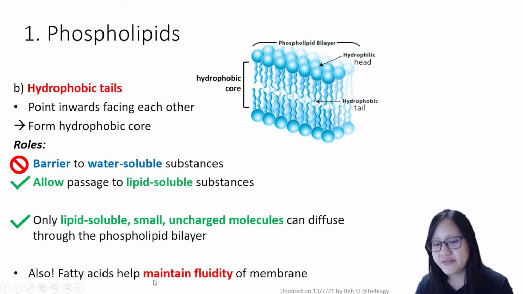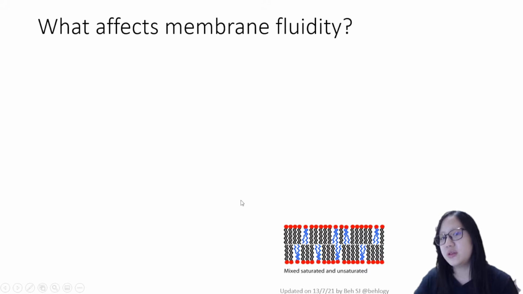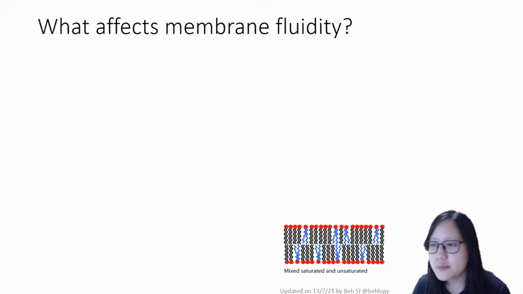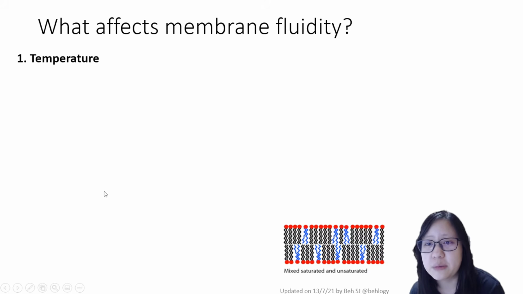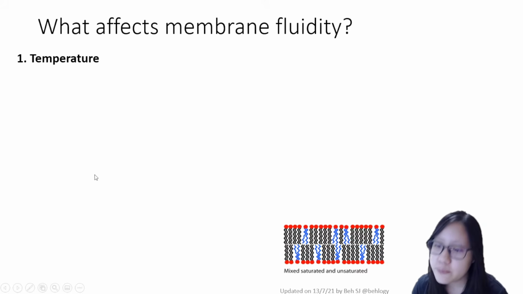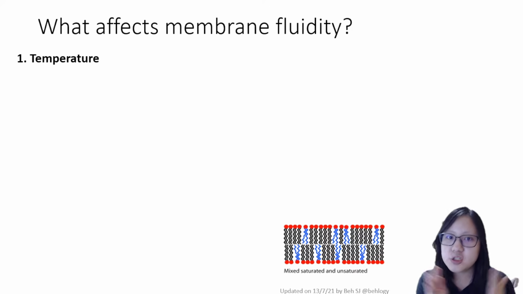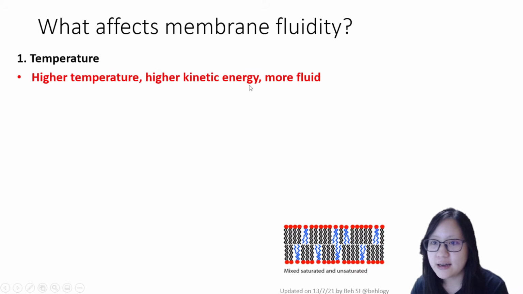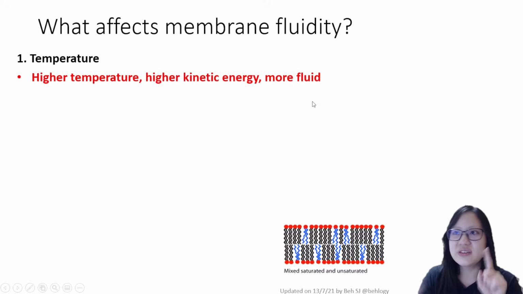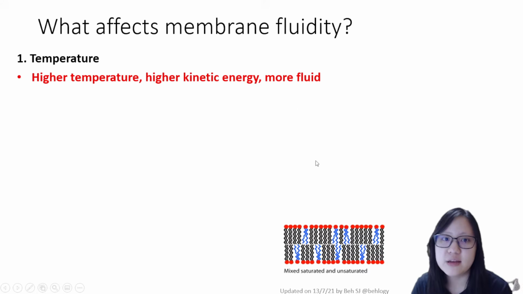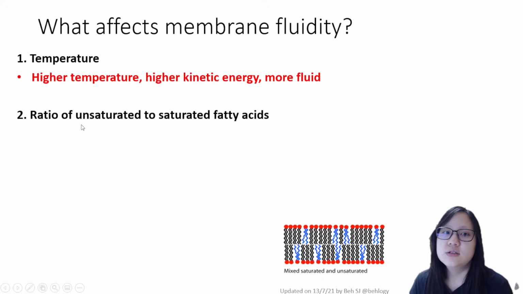What do we mean by fatty acid tails can maintain membrane fluidity? What even affects membrane fluidity? So here are a few things that can affect membrane fluidity. Number one is temperature. So think about it. Membrane fluidity is about how the phospholipids move around sideways, right? So if temperature is high, kinetic energy is higher, and therefore those phospholipids will move around more quickly, randomly. So temperature would affect membrane fluidity.